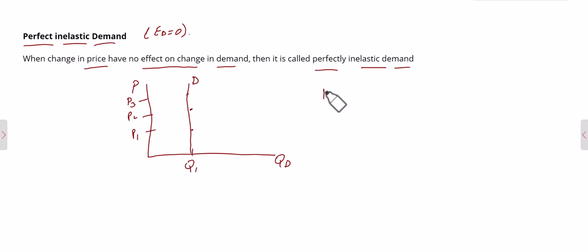And we can also write it in table form. Here is price and quantity. Price changes from 10 to 15, then it goes to 20, but the quantity remains at 40. Price is changing, but there is no change in quantity. So price is increasing, but quantity is constant.